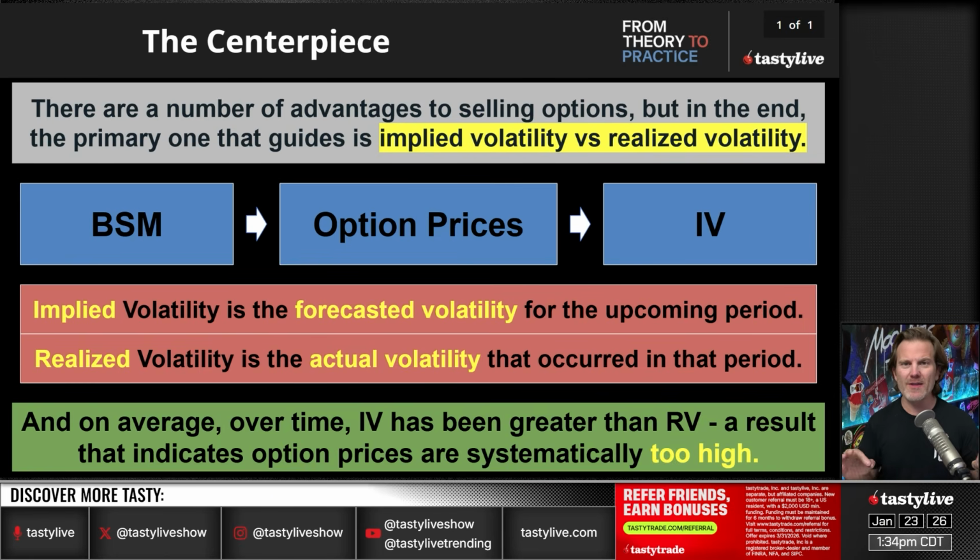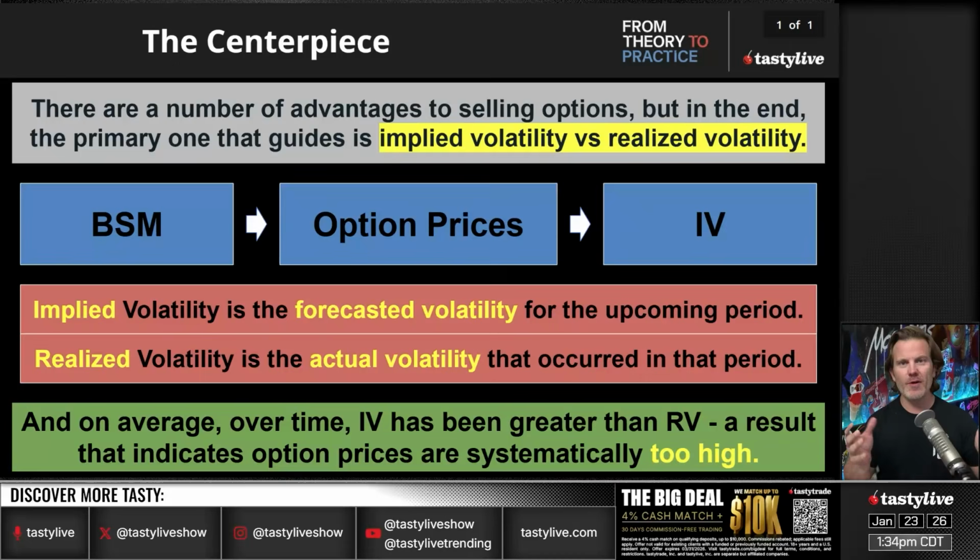Well, if you look at the comparison between implied volatility and realized volatility, here is what the Tasty research has found over and over and over again. And it's not just the Tasty research, mind you. It would be any empirical studies that are done on the same phenomenon. On average, over time, implied volatility is greater than realized volatility.